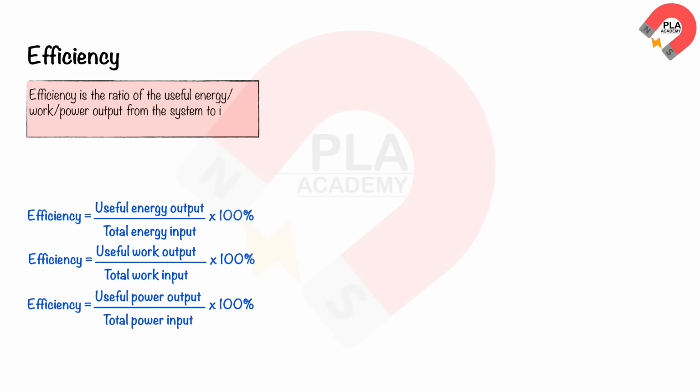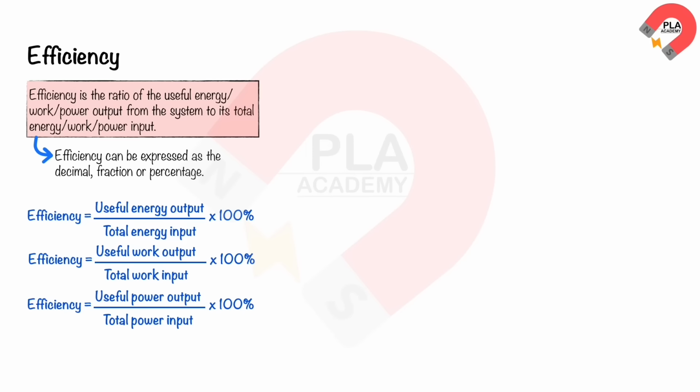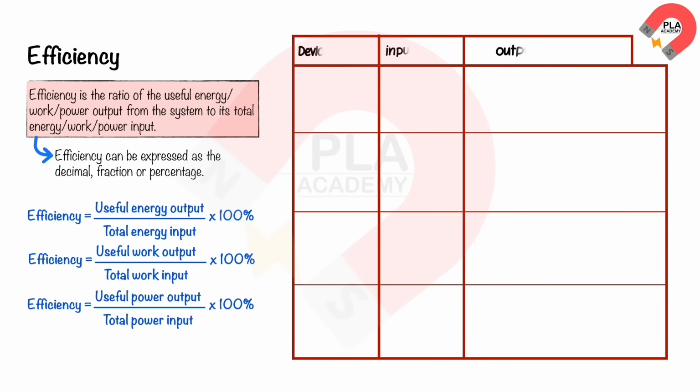Efficiency is defined as the ratio of the useful energy, or work or power output from the system, to its total energy, or work or power input. Efficiency can be expressed as a decimal, fraction, or percentage. Here are the efficiency values for different devices or bodies.